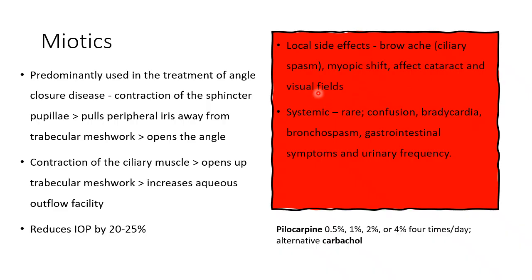And for the same reason, visual fields are also affected. Systemic side effects are rare but include confusion, bradycardia, bronchospasm, gastrointestinal symptoms, and urinary frequency, all mediated by the cholinergic receptors. Right? They reduce IOP by 20 to 25%, but their use is limited because of the side effects. The concentration of pilocarpine is 0.5, 1, 2, or 4%, four times a day, and an alternative is carbachol.